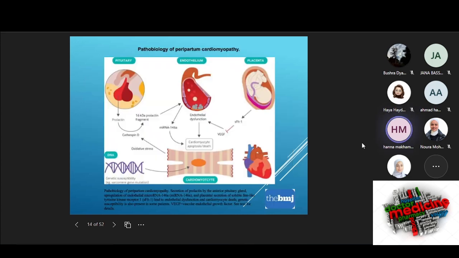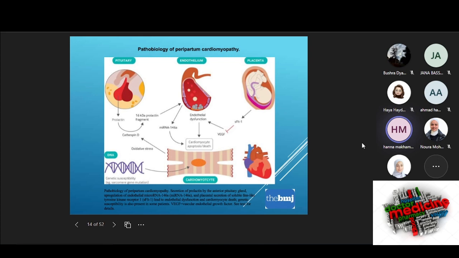The mechanism proposed is related to the pituitary releasing prolactin. This induces endothelial microRNA 146A and the placental release of the sFLT, which is a tyrosine kinase receptor. Both of these substances, the sFLT and the microRNA, cause apoptosis and cell death in the myocytes. So a placental antigen and the microRNA from the endothelium.